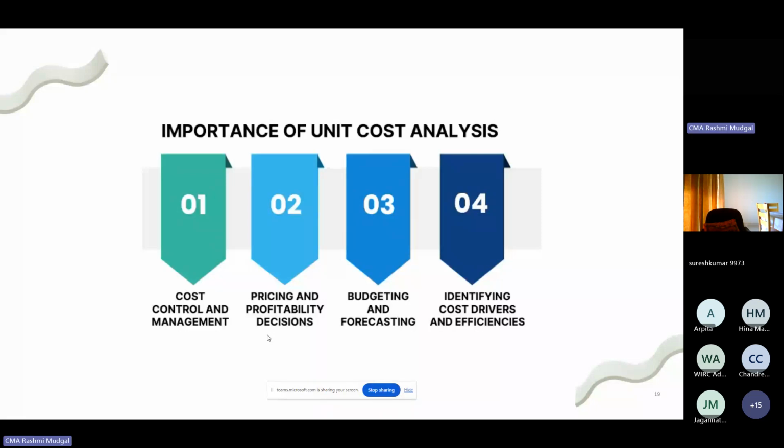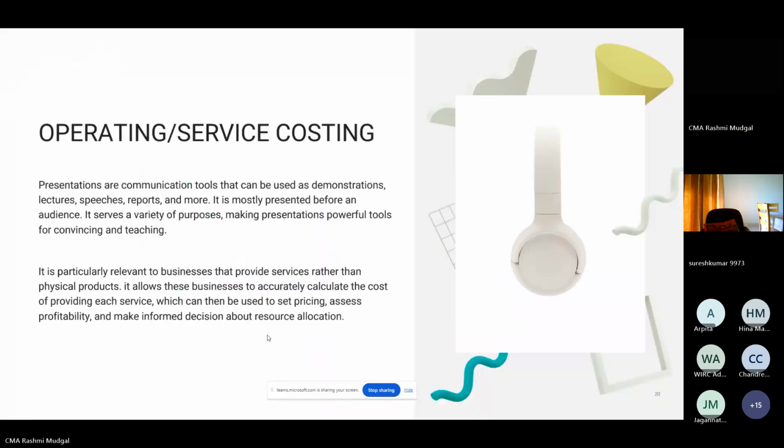Next is operating and service costing. How does it come into operating and service costing?